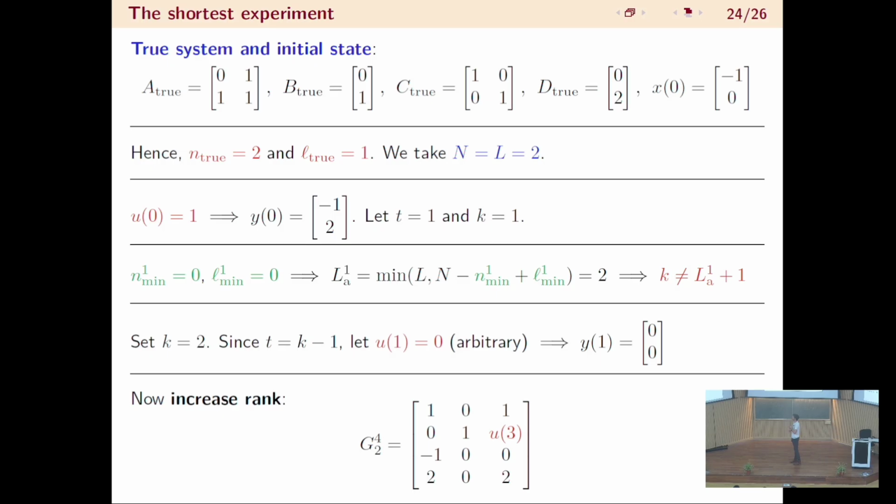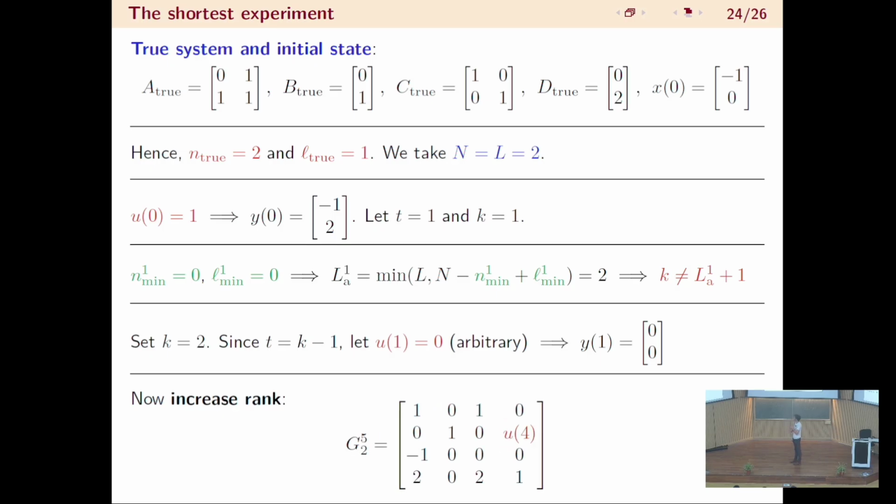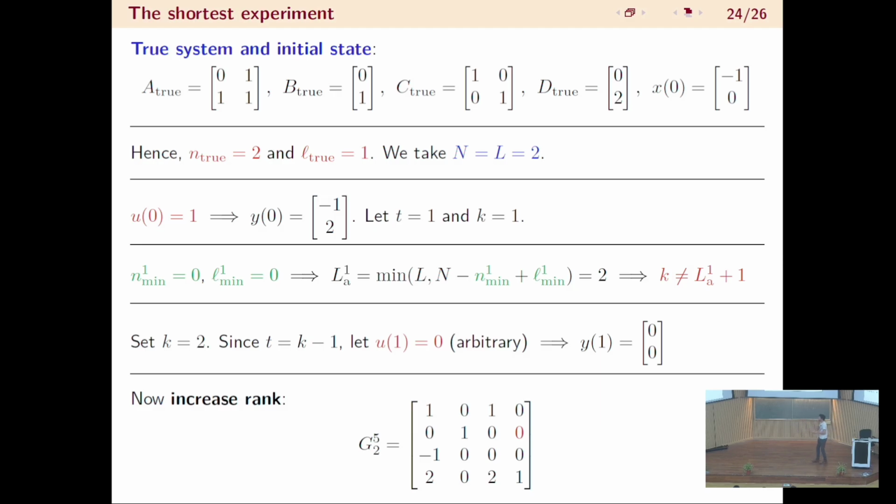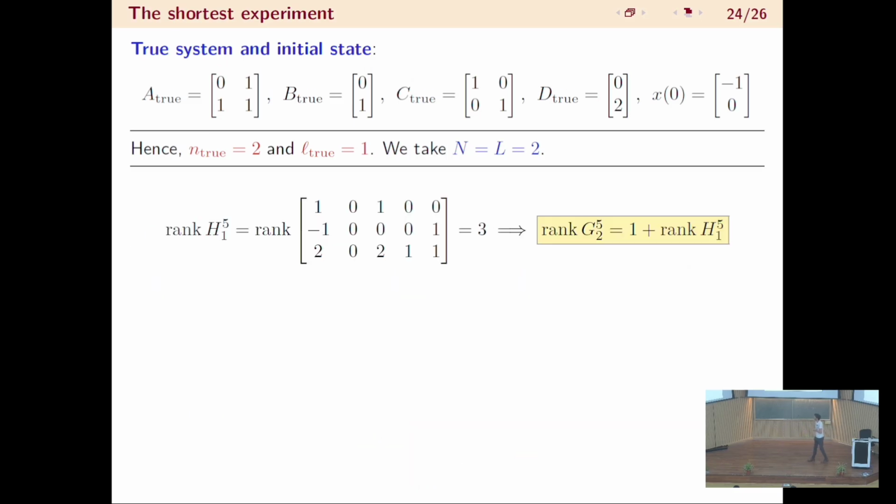Then I continue here. I can choose U3 to be 0. U4 also to be 0. And now I achieve the maximal rank possible at this depth. Because we have 4 rows. In that case, this rank inequality that we considered before holds exactly. So the rank of the G matrix is exactly M plus the rank of the H Hankel matrix.